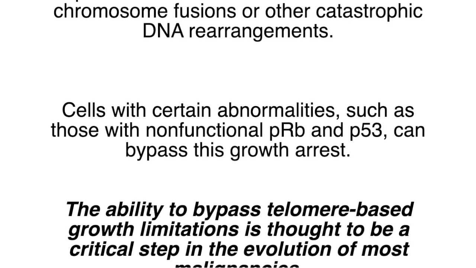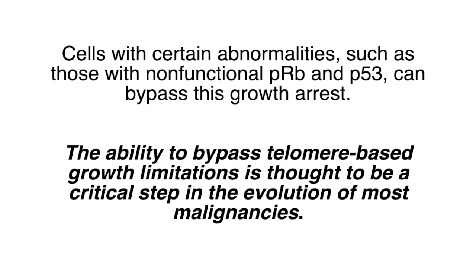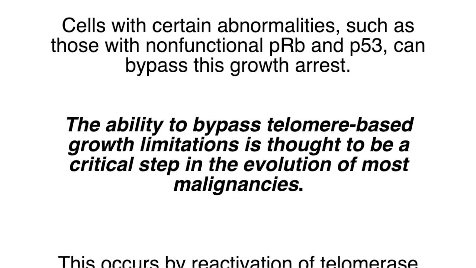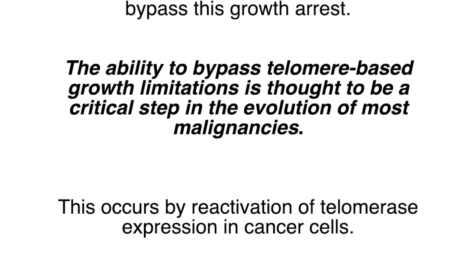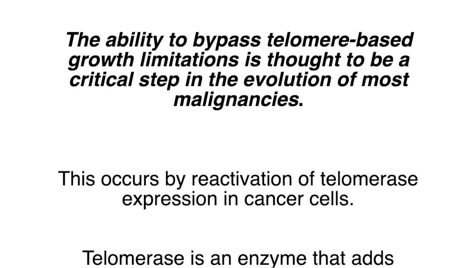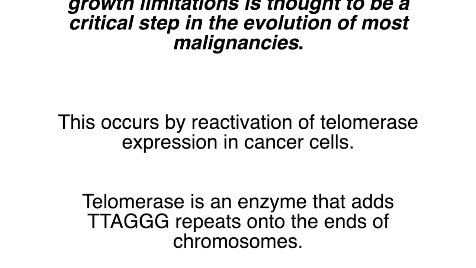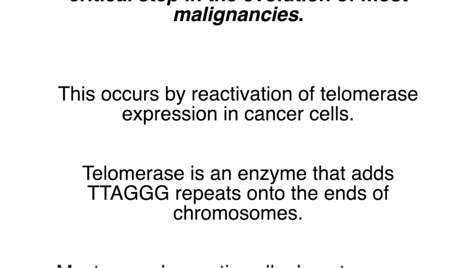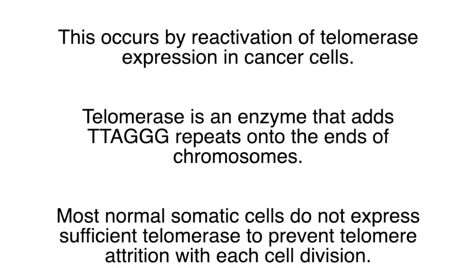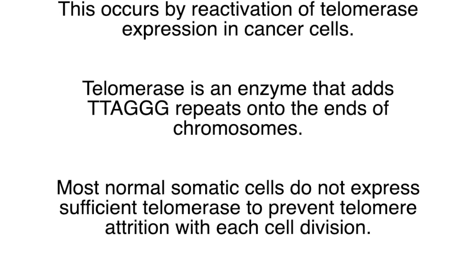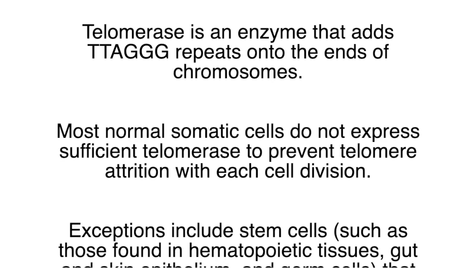The ability to bypass telomere-based growth limitations is thought to be a critical step in the evolution of most malignancies. This occurs by reactivation of telomerase expression in cancer cells. Telomerase is an enzyme that adds TTAGGG repeats onto the ends of chromosomes. Most normal somatic cells do not express sufficient telomerase to prevent telomere attrition with each cell division.